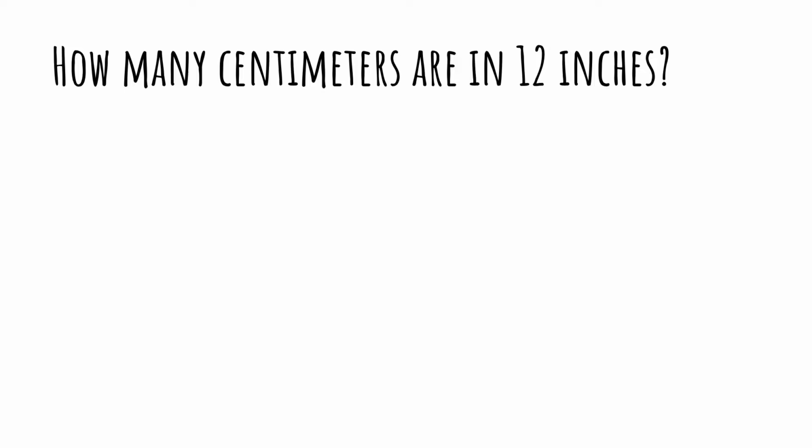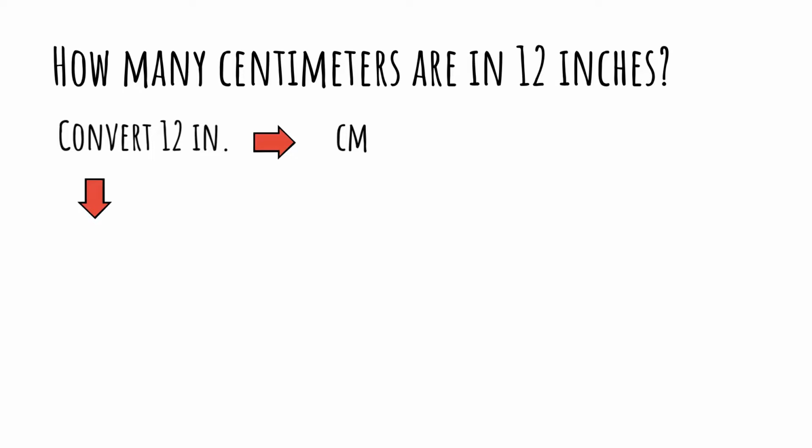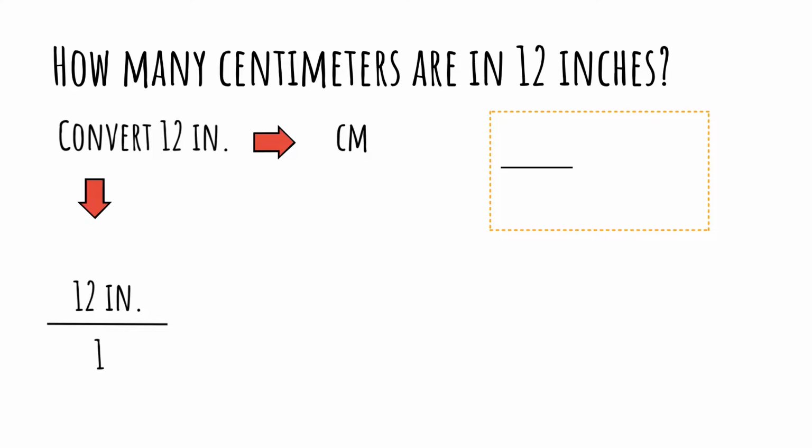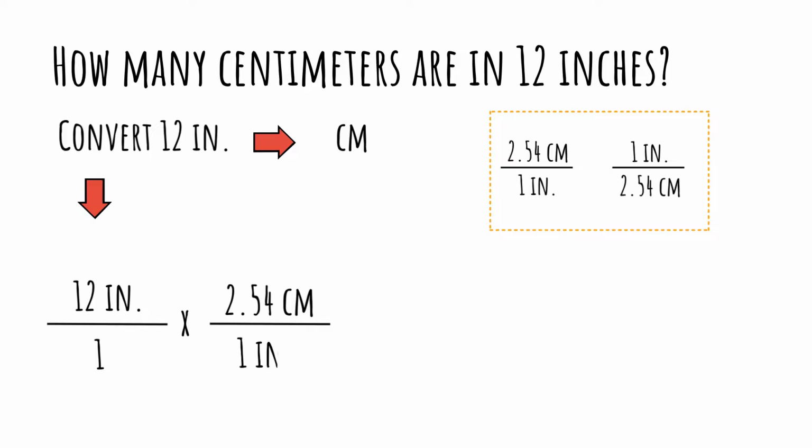Let's say we want to know how many centimeters are in 12 inches. So we'll convert 12 inches into centimeters using this process. First, we put 12 inches into a fractional format by just writing it over 1 for our denominator. Now we need to know our unit of reference for inches to centimeters. 2.54 centimeters is the same as 1 inch, so we write that in fractional form, and we can write it either way. In this instance, we need inches in the denominator, so that is the fraction that we choose.